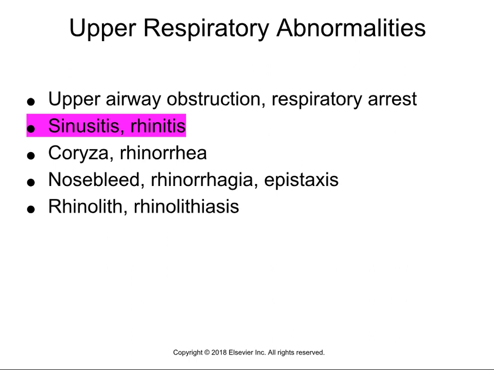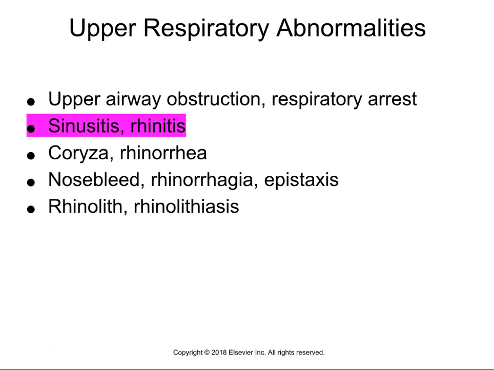Coryza. Coryza means profuse discharge from the nose. Coryza is like a really bad runny nose. Rhinorrhea is discharge from the nose. Again, runny nose. Rhinorrhagia. Rhinorrhagia means profuse bleeding from the nose. So this is a nosebleed. The medical term for nosebleed is epistaxis.